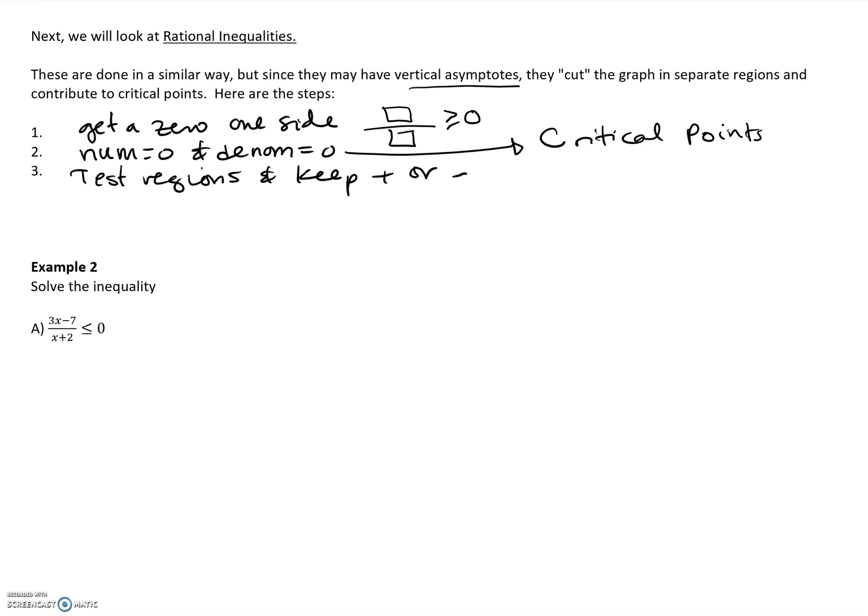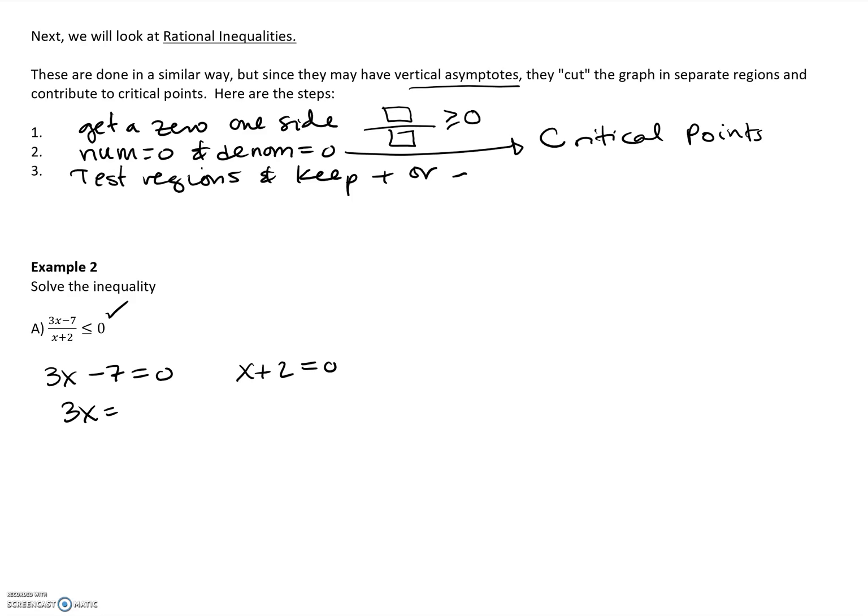It says solve the inequality. Clearly it's a rational function, and we already have the 0 on one side, so we're good to go, which means I just have to get the critical points from the numerator set to 0 and the denominator set to 0.